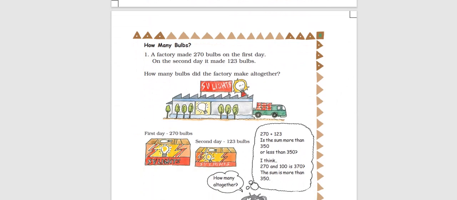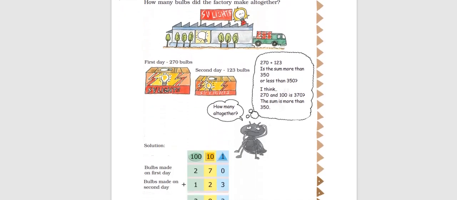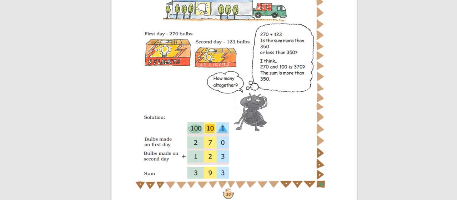Okay, the next one is how many bulbs? A factory made 270 bulbs on the first day. On the second day, it made 123 bulbs. How many bulbs in all did it make? Okay, 270 is over here and 123.